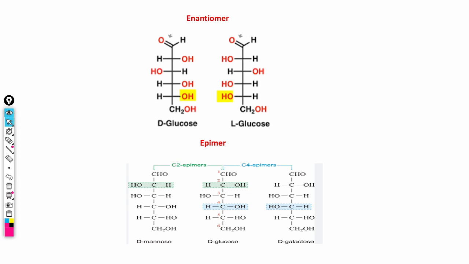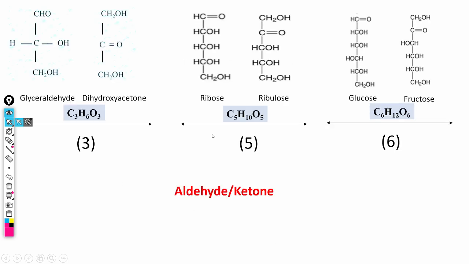Okay, now to the enantiomer. This is the L-glucose, then another is the D-glucose. Let's come to this structure. This is the C3H6O3, or triose. They can be present in two forms: one is glyceraldehyde, another is dihydroxyacetone.